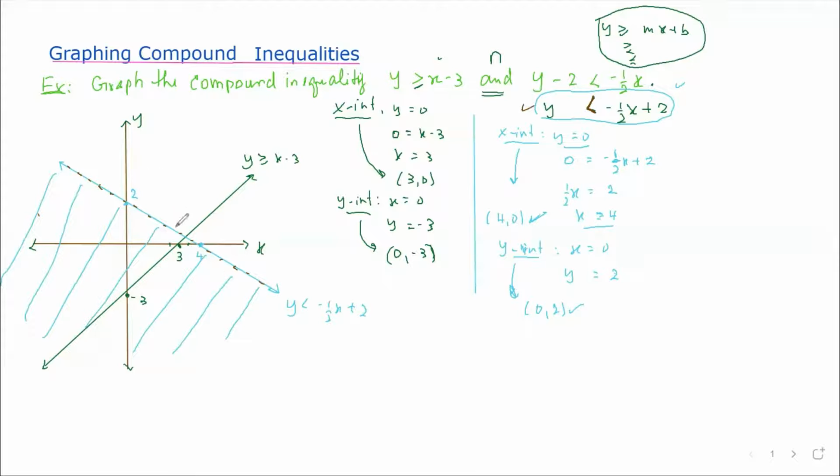After this, we go to this equation. Same thing here, because the sign is greater than, it has to be above. You shade it above. So above here, go up, up, up.